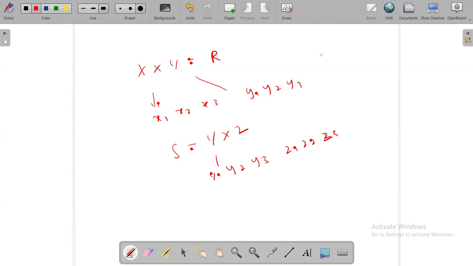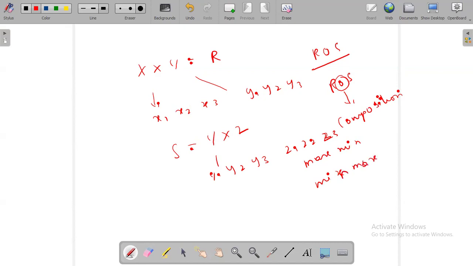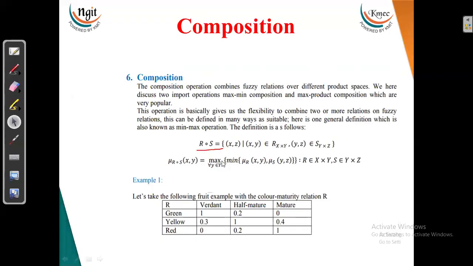Now, in composition, I am combining two relations, R circle S. This circle implies composition. So how do we find this composition? For this, we have two types: max-min and min-max. So you have two types of compositions, max-min and min-max composition. This is exactly what I want to convey here. R circle S is the formula. Please look over here.